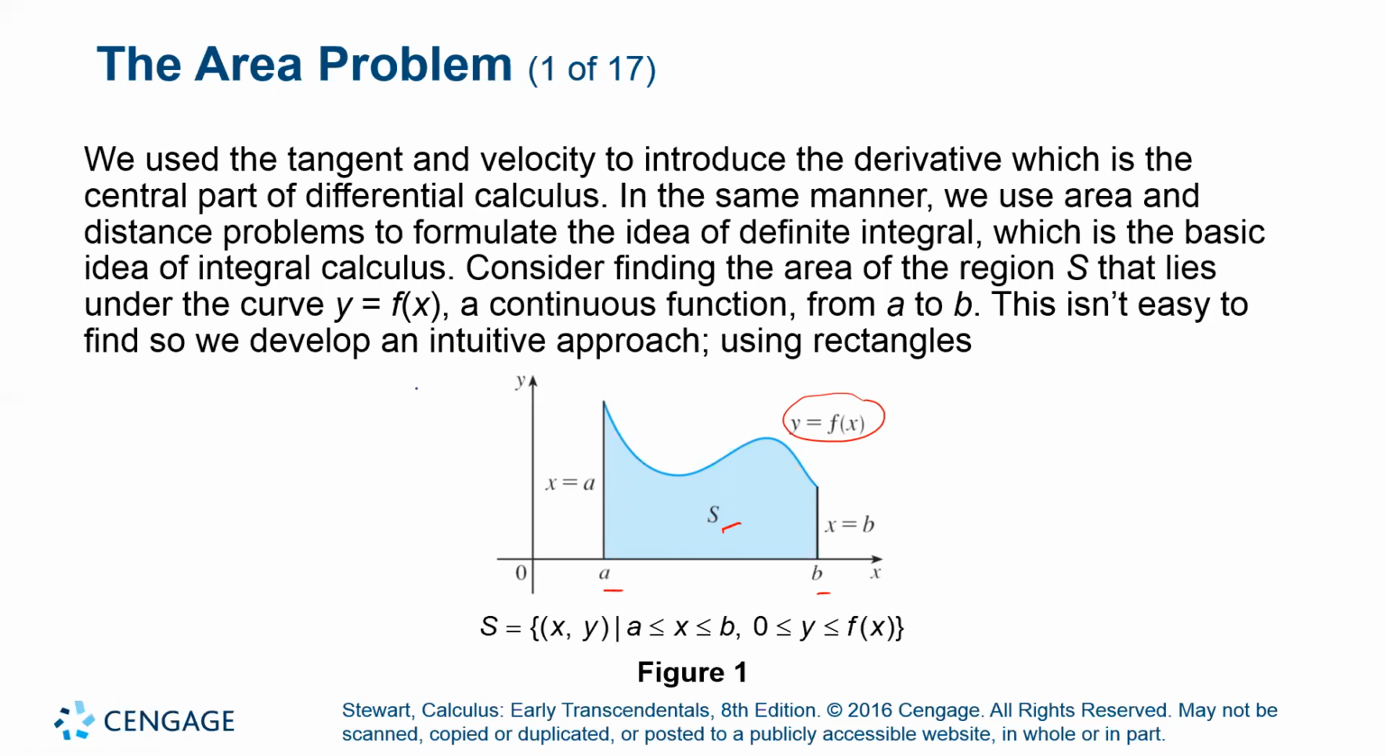So we develop what we call an intuitive approach using rectangles. Basically, we know that we can find the area of a rectangle, which is length times the width. We can partition this region into rectangles with the same width, and the height will be the f of x. So it depends on where the height is. If you are talking of this height, then this would be the f that we are dealing with. Okay, so that's the approach.